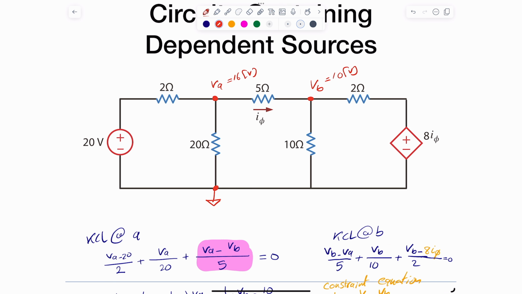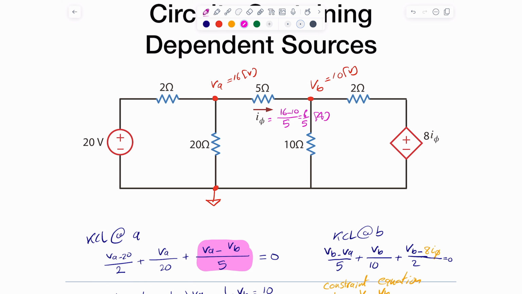And we can figure out all the currents. For example, if I wanted the I phi, I phi is just simply 16 minus 10 divided by 5, and that's basically 6 divided by 5 amps. That's what it is. You can figure out all the other currents.